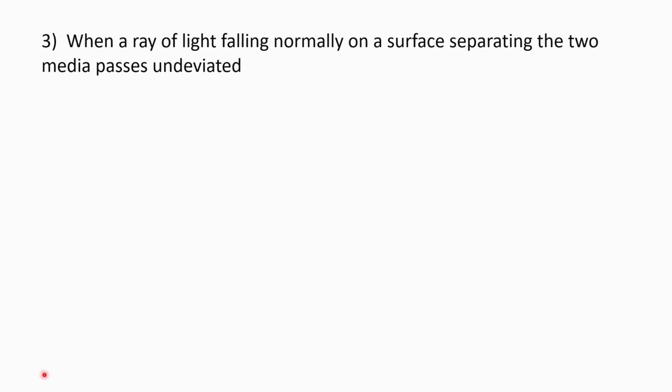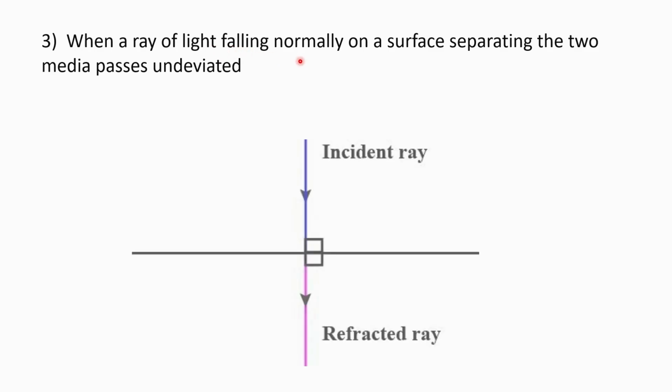Next, let us look at what happens when a ray of light falls normally on a surface. What do you mean by falls normally? Normally means 90 degrees. Let us learn about this with respect to this diagram. If this is our surface and this is the incident ray, earlier we saw the incident ray was falling slanting or diagonally on the surface, whereas here it falls normally. Normally is nothing but a straight line forming 90 degrees with the surface.